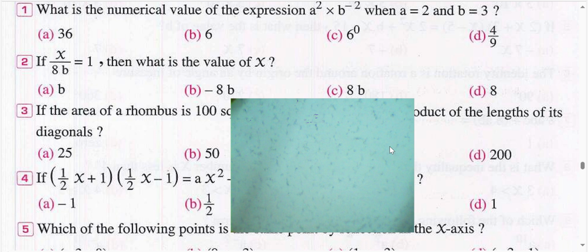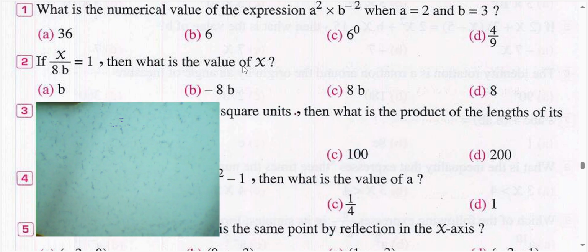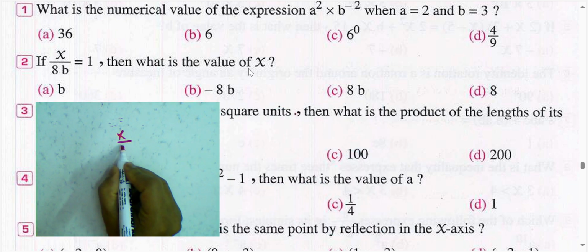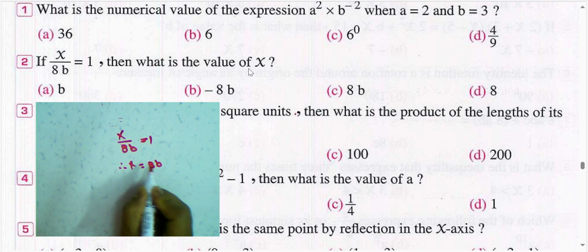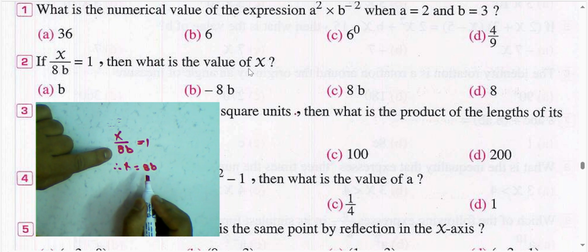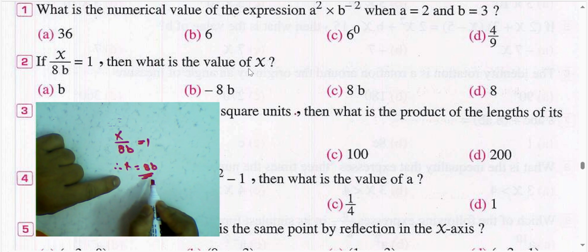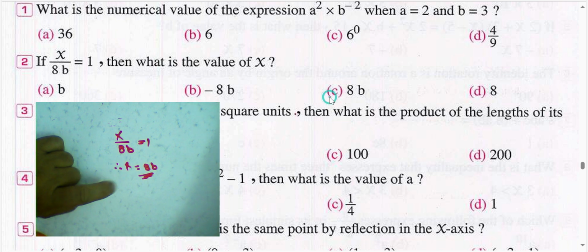Number 2, if x over 8p equals 1, what is the value of x? We know x over 8p equals 1, then the value of x equals 8p, because 8p divided by itself will be equal to 1. So the value of x here equals 8p, choose letter C.